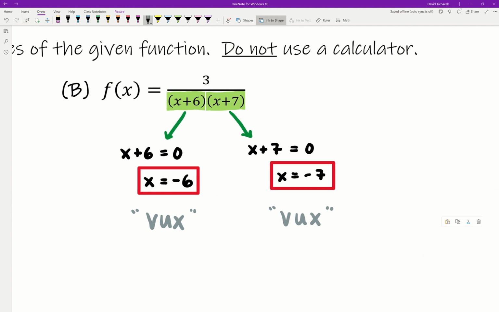Here's another example. This one is one where it looks like the denominator is a quadratic that was already factored for us, so that's pretty nice. If we wanted to set that equal to 0 and solve, that just means we have to set both of the factors equal to 0. And so this would be an example with 2 vertical asymptotes.